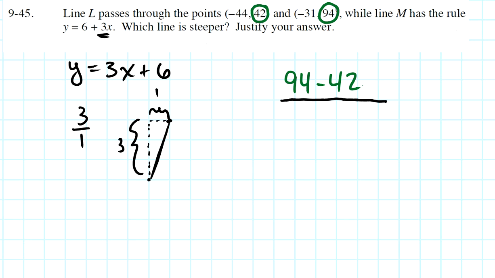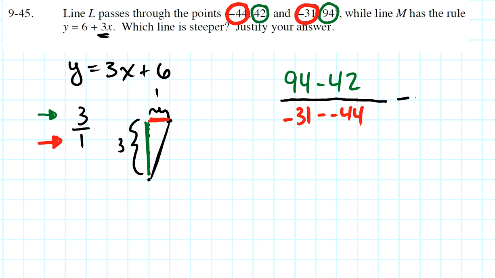And the change in my x values, actually let me color code this, that's the change in y, I just changed by that much in y, that's the numerator here for the other function. The change in my x values: I'm starting at negative 44 and going all the way up to negative 31. So I'm going to do the same exact thing. I'm going to take the second value, the negative 31, and subtract from that negative 44. That's this change right here, the change in my x value, which is the bottom value here.